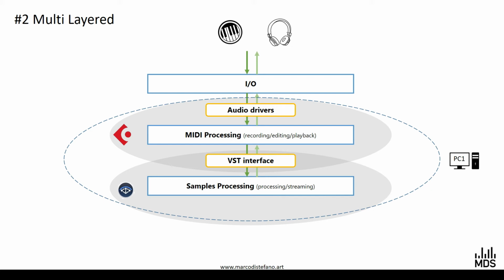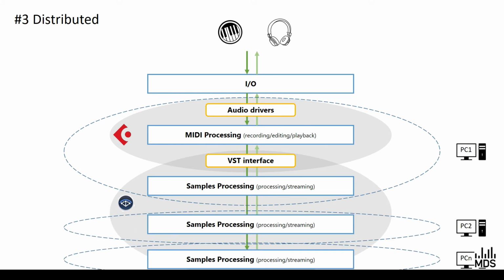But how can we proceed? The next step is that we create a rig. As you can see at the bottom, we have one or two or three different samples processing modules. All of them are actually different instances of the Vienna Ensemble Pro, and each of them is run on a different PC. The connection to all these different PCs is done through an Ethernet cable, a fast Ethernet cable.